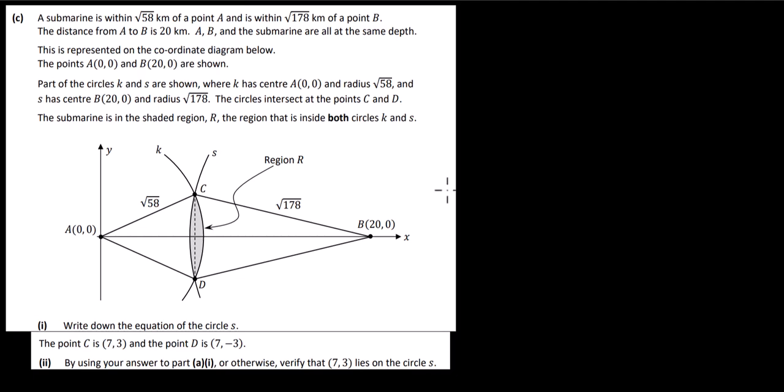Okay, so that is reasonably straightforward. I think it's just going to be x minus h, to be squared. So the center is 20, 0, so h will be just 20. So we got to square, and then it's plus y minus k. Well, k is the y coordinate, which is 0, which we got to square, and then that's equal to r squared. Well, the radius of our circle is the square root of 178, so if you square that, you just get 178. So that's the equation of our circle S.